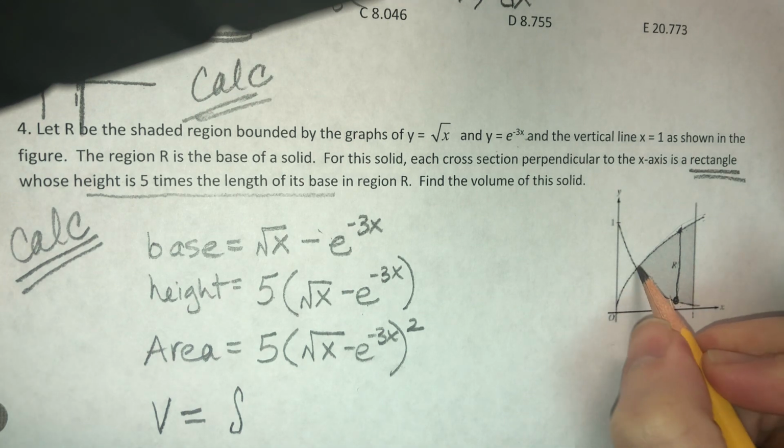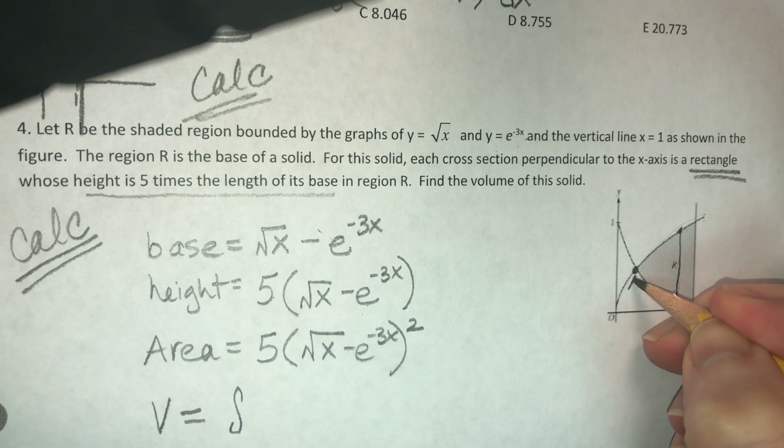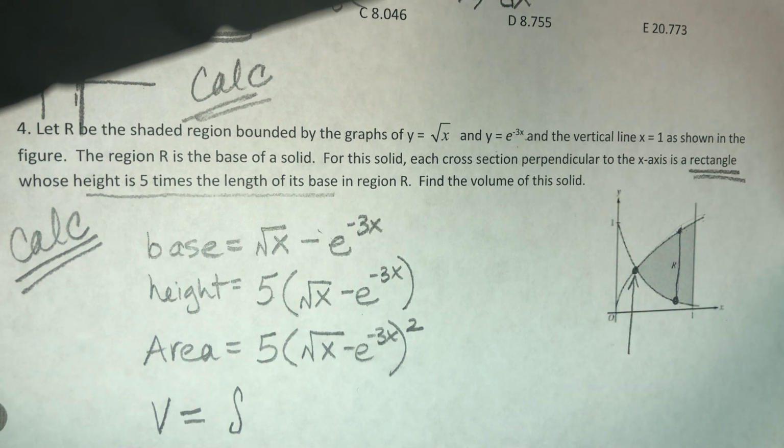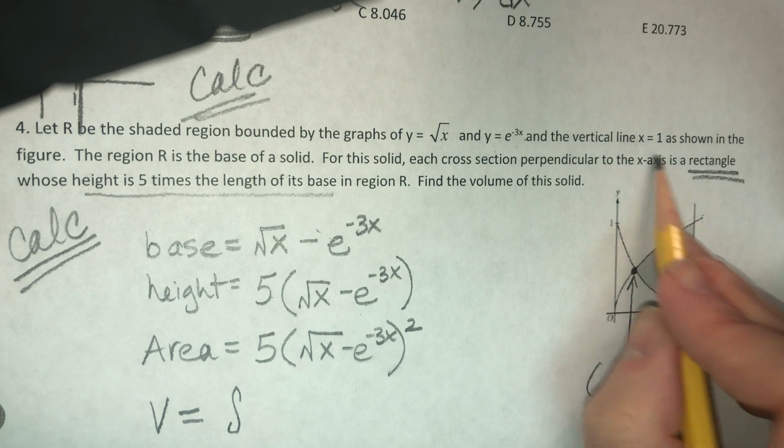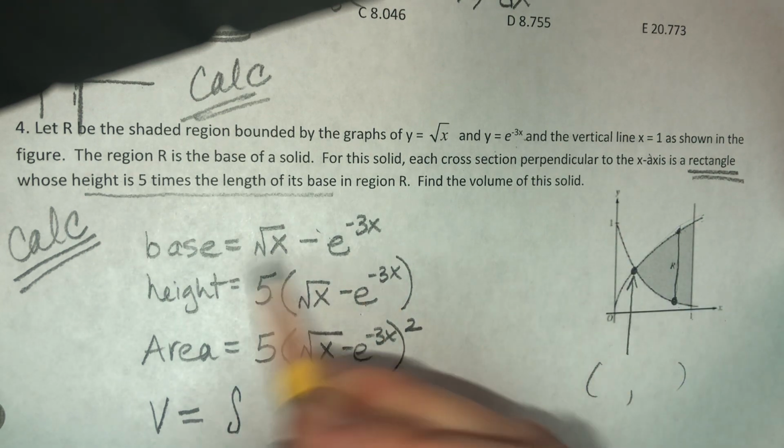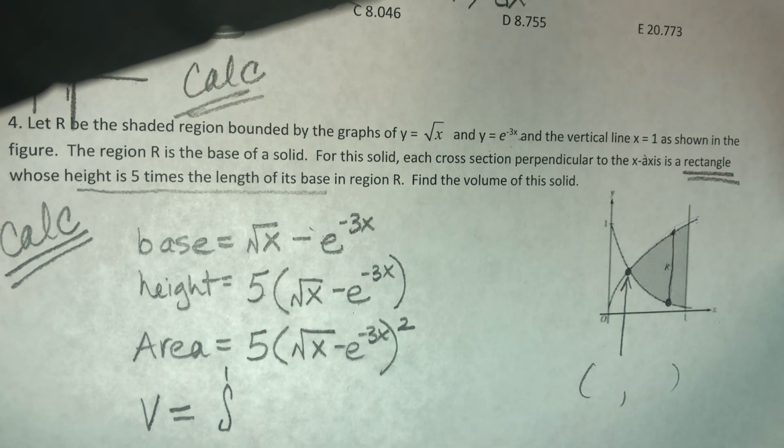Leftmost x value. This is what made me think of it. This intersection point, we do not know. We need to know the coordinates of that intersection point because the x value is the lower limit of integration. The upper limit of integration is 1 because it's going to the line x equals 1 on the right. So 1 is going to go up here, but we don't know what that lower limit of integration is, so we need to find it.